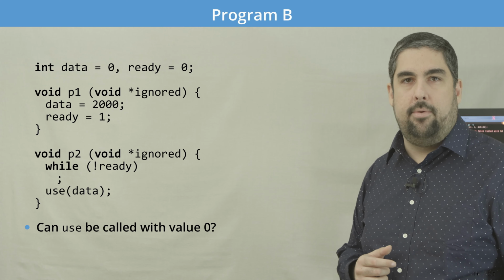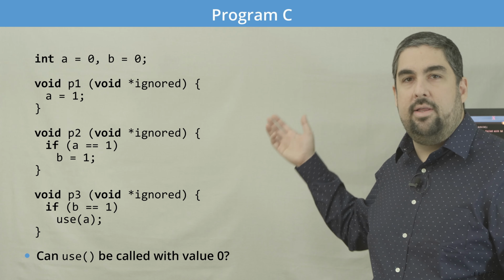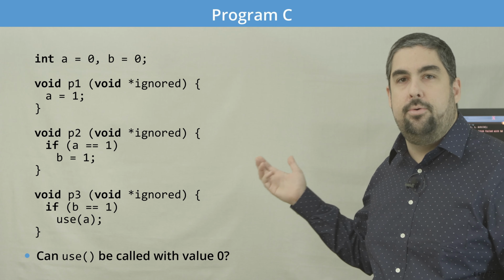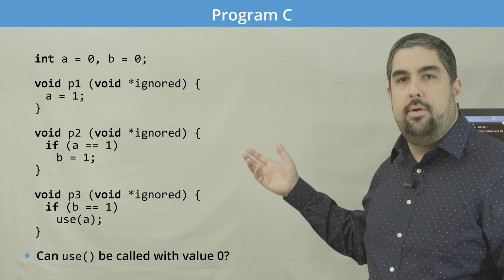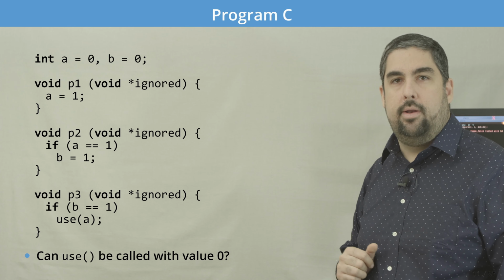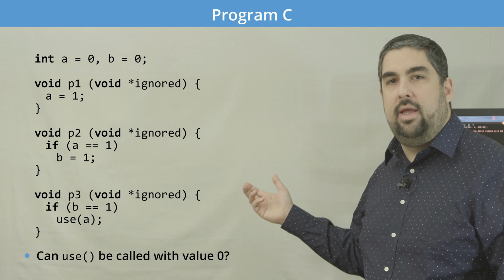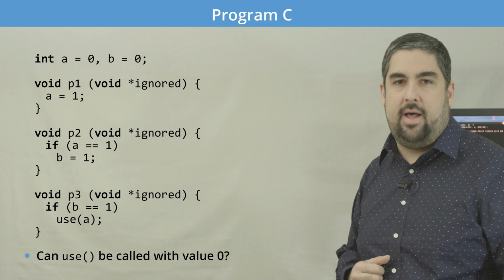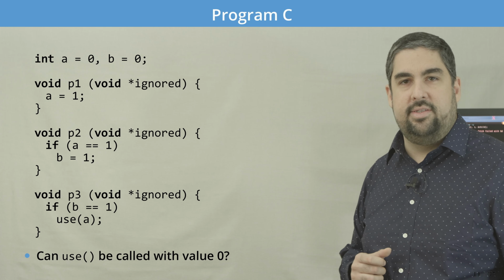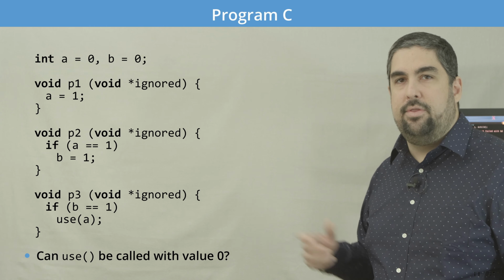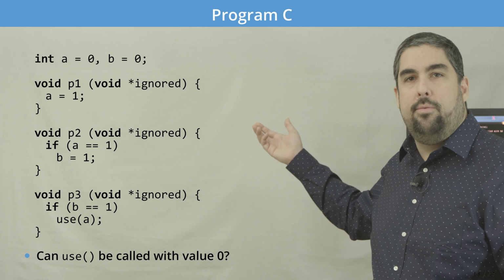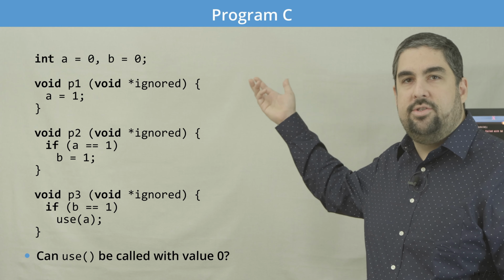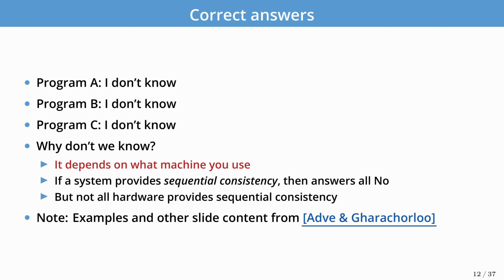Let's look at one more example. Finally, we have 3 functions here, P1, P2, and P3, where P1 sets A to 1, P2 checks if A is equal to 1, then it sets B equal to 1, and then P3 checks if B equals 1, and then tries to use the value of A. Could we ever call this with a 0? If you think through this logically, it seems that B1 must be set, and B1 can only be set if A1 was set. And A1's only set after P1 runs. So it seems like we shouldn't be able to see this.